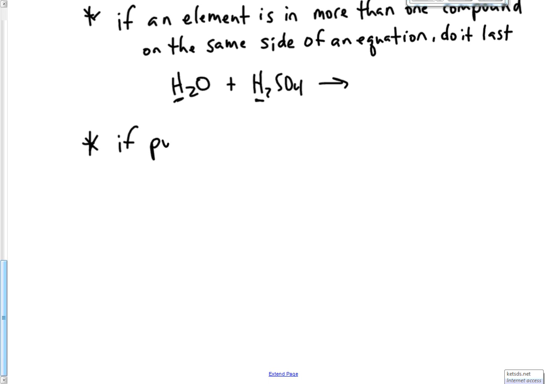Last one, if you have a polyatomic ion on both sides, okay, it is important that it has to be on both sides, all right?